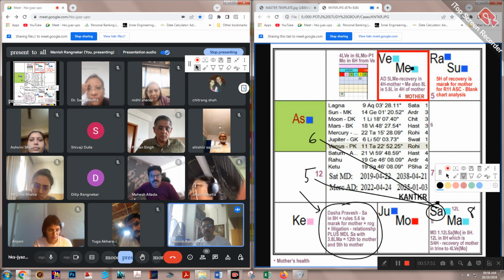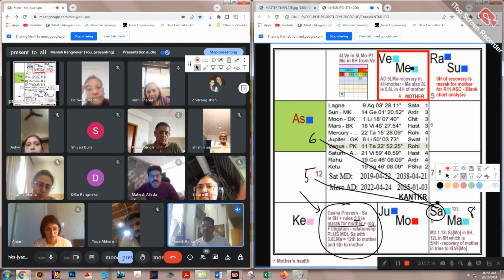So if you see, 5 and 6: 5 is the Marak for the mother, 6 is the Rog for the mother. 6 is also litigation, 5 is also relationship. This girl is having a lot of problem in her married life also. And there are lots of other things. I just took up this mother ka thing because I spent maximum time on it, but this is there.